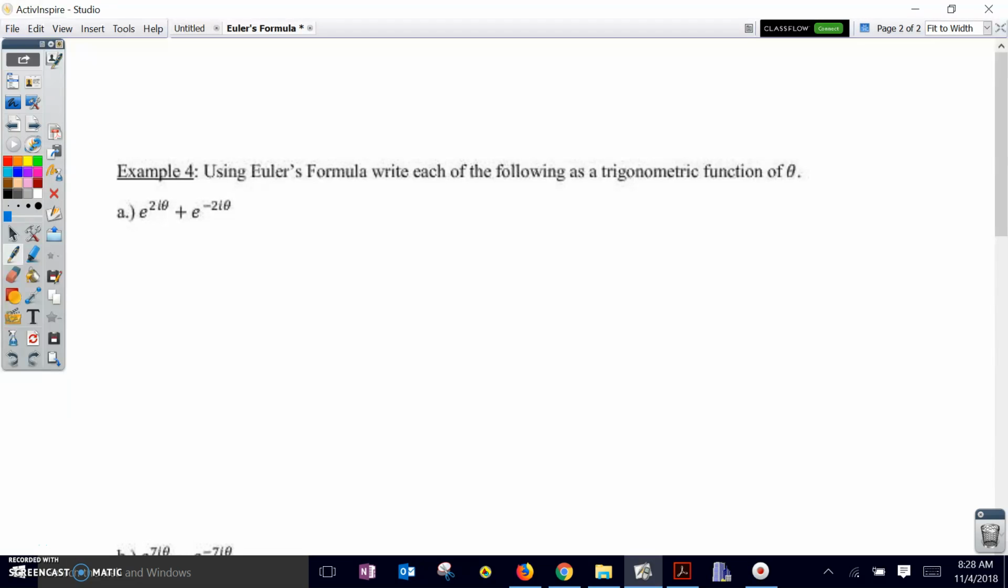Alright everybody, welcome back. In this video we're going to look at simplifying some expressions using Euler's formula. If you remember from the last video, Euler's formula is that e to the ix is equal to the cosine of x plus i times the sine of x. And we're going to utilize that in each of these simplifications.